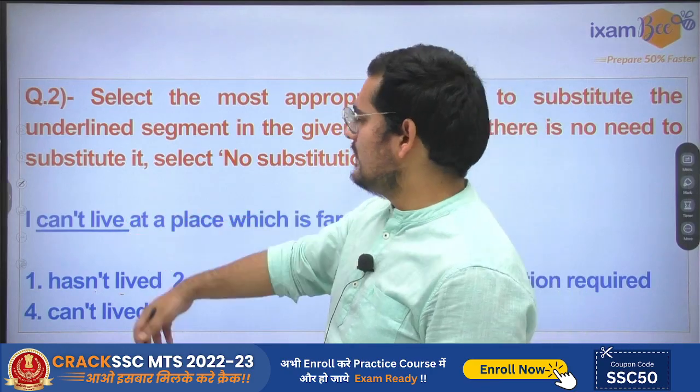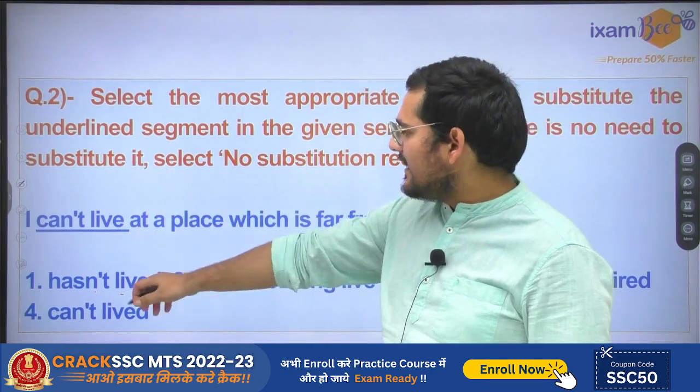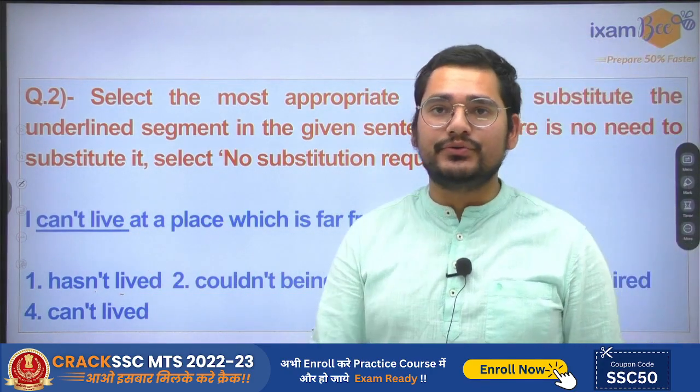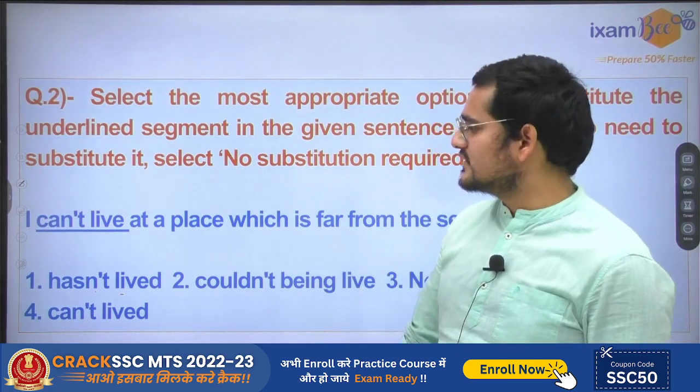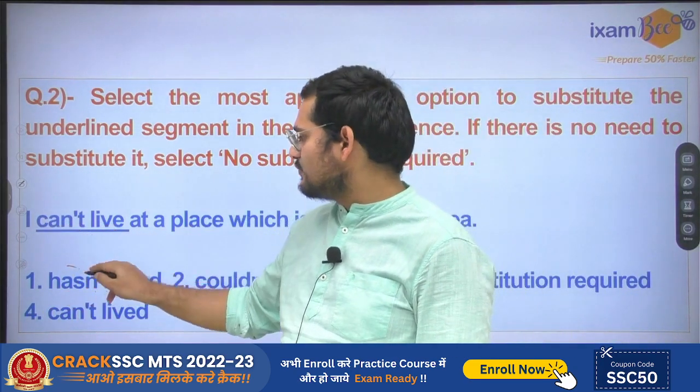If we try to replace one by one, "I hasn't lived." First of all, we never use "has" with "I," right? We always use "have" with "I." So yeah, this won't be correct.